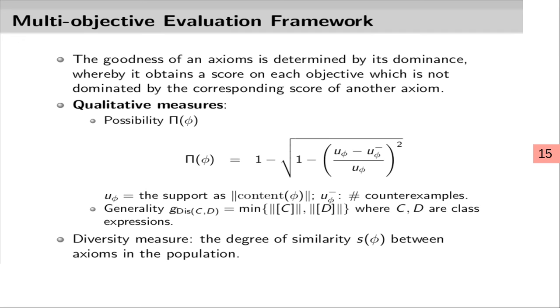Possibility is measured by defining the number of counterexamples and the support, and the values are counted by executing the corresponding background query. And the generality of an axiom is measured by the minimum of the cardinality of the extension of the two class expressions involved. And finally, in order to ensure the diversity of the obtained axioms, we use a score of the similarity of each axiom to the other axioms in the population in the new evaluation framework.